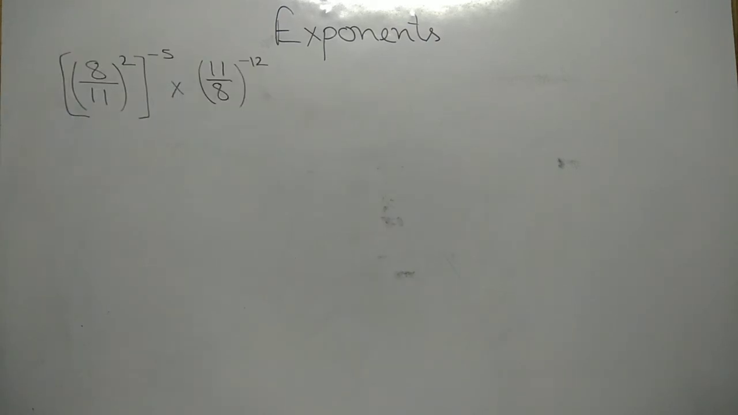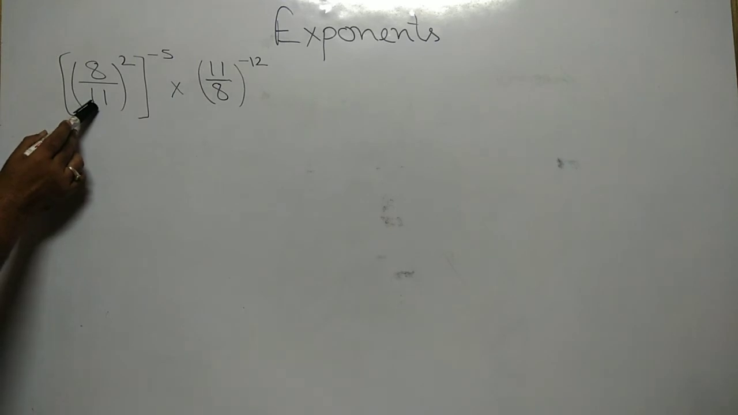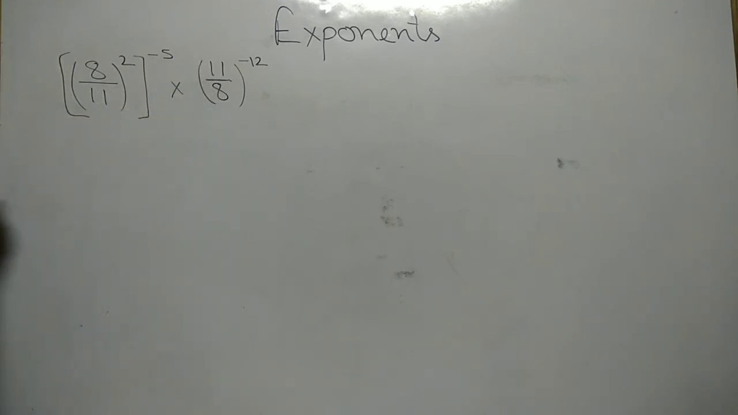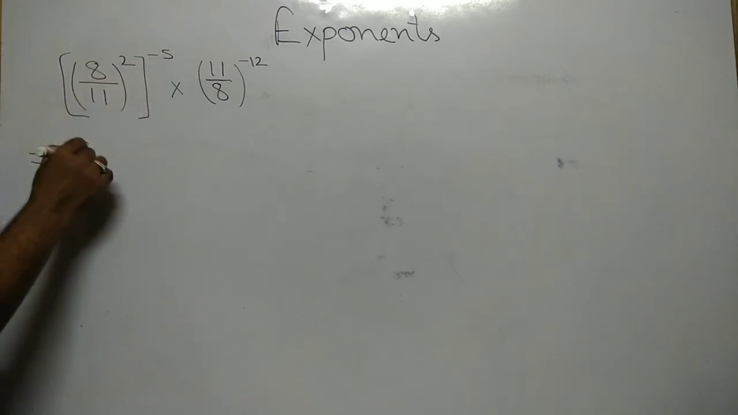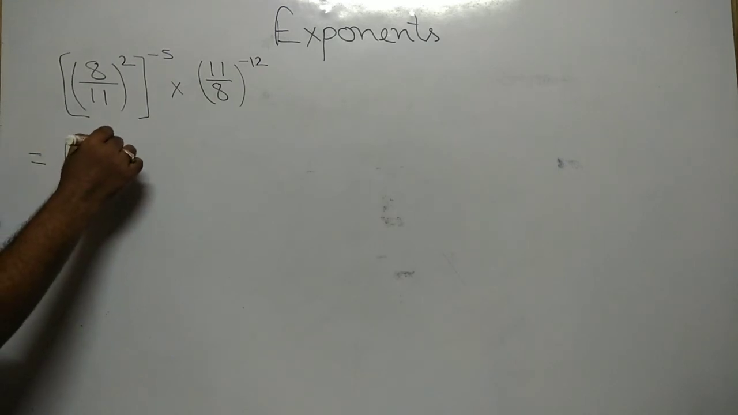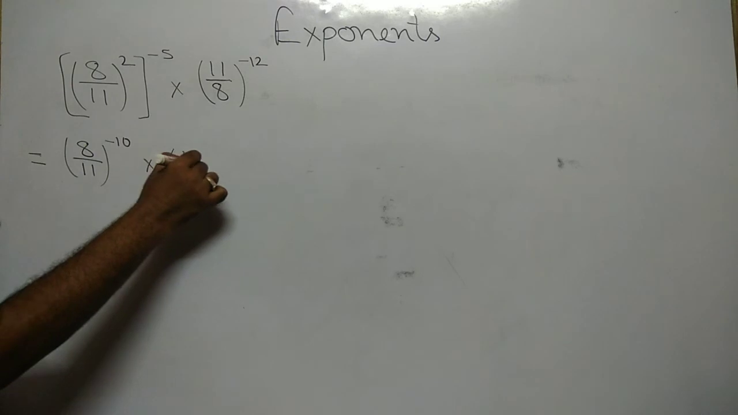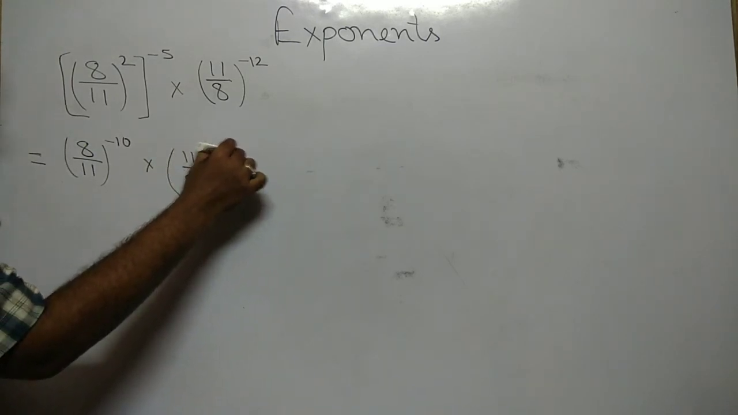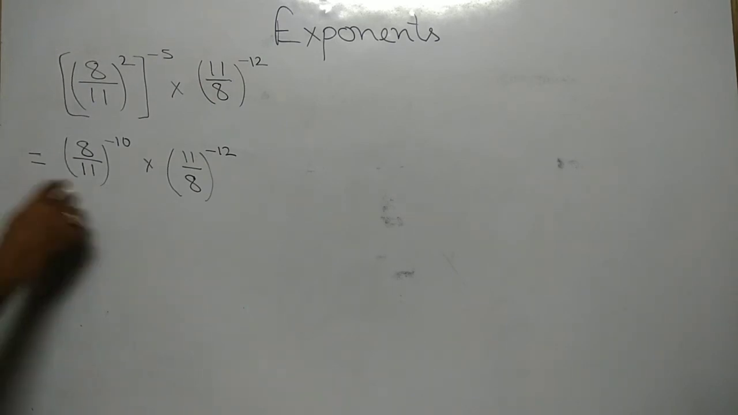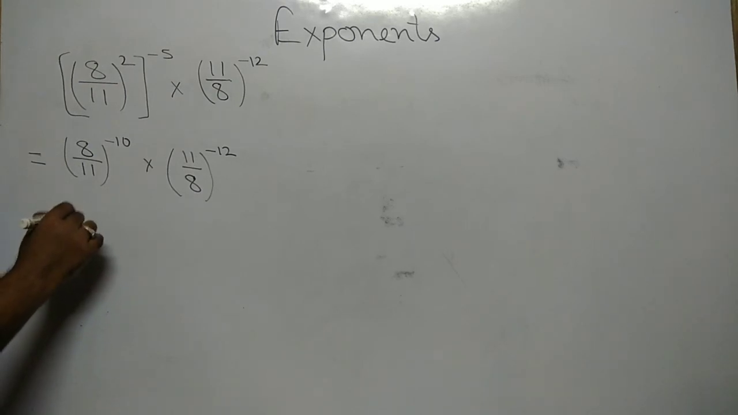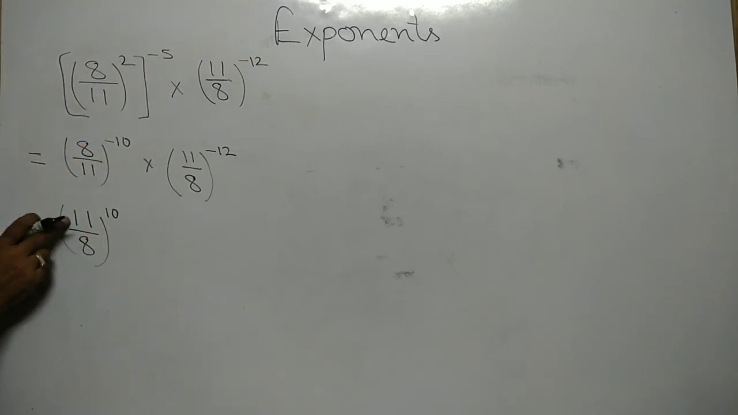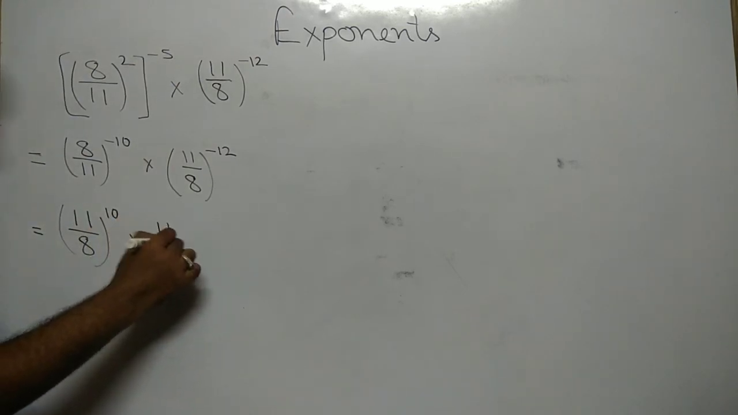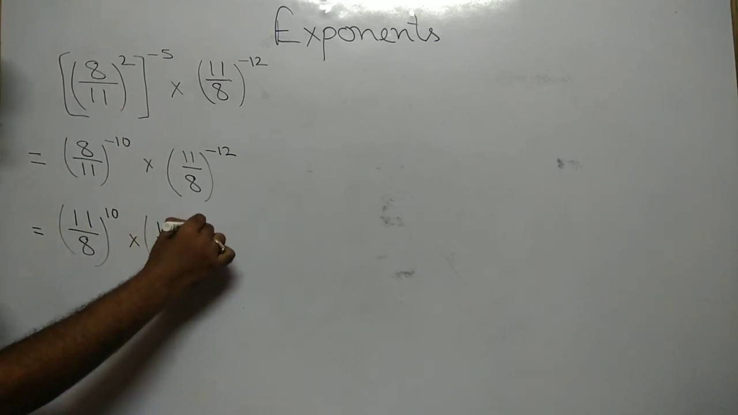So move to the next type of question. Next type of simplification question. Here if you see, this base and this base are just reciprocal to each other. So how do we simplify? First we convert the powers: 8 upon 11 whole to the power minus 10 into 11 upon 8 whole to the power minus 12. In this type of condition, we change only one power to positive. So here you can easily write 11 upon 8 whole to the power plus 10, converted from minus 10, because we reciprocate the inner part, into 11 upon 8 whole to the power minus 12.